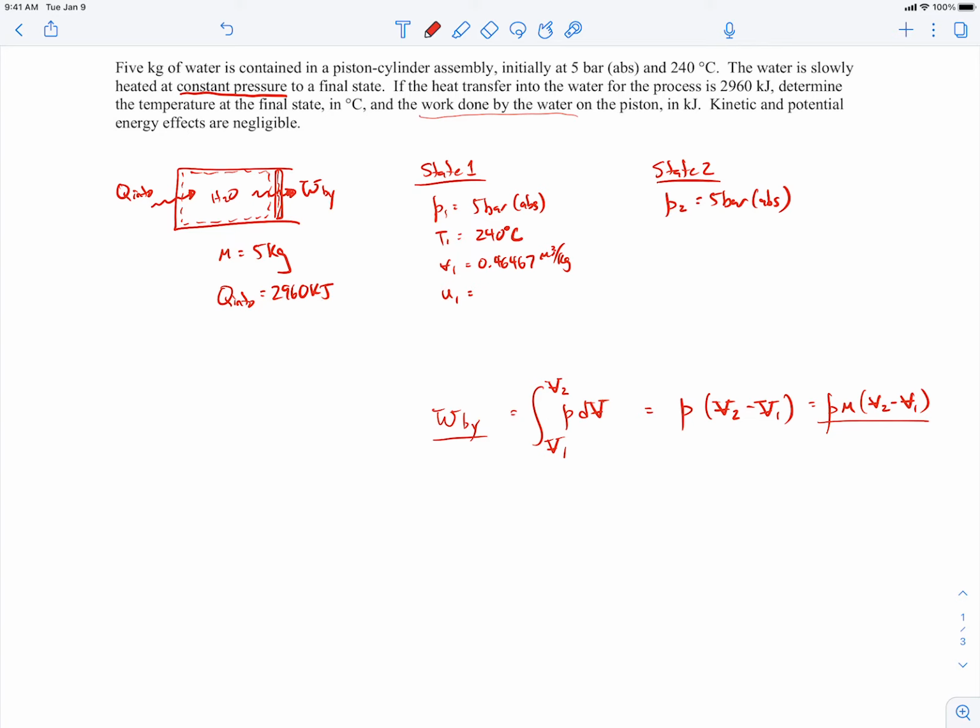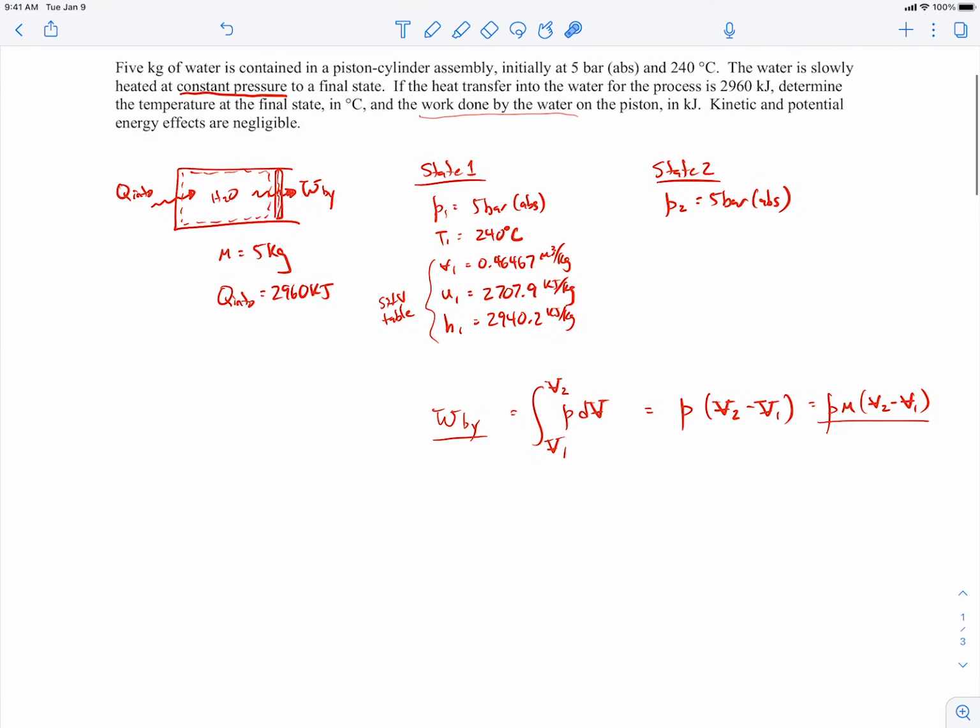Specific internal energy u1 is 2707.9 kilojoules per kilogram, and specific enthalpy h1 is 2940.2 kilojoules per kilogram. These all come from the superheated vapor table. And the reason I wrote down these other properties is because they might be useful for us in determining what state 2 is. I was looking at them in the table, so I might as well include them. These typically show up when you're dealing with first law analyses.